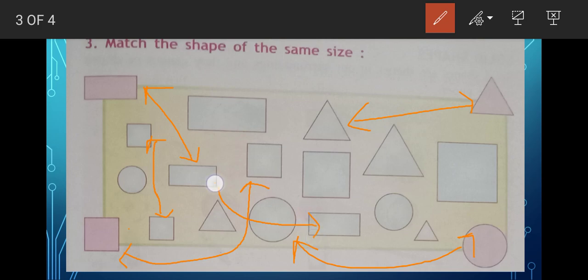Okay, try not to make your book dirty. So any more pictures that we have to match of the same size? I find here only this much. Okay children, so you have to do like this. Okay, so now let us do the remaining questions tomorrow.